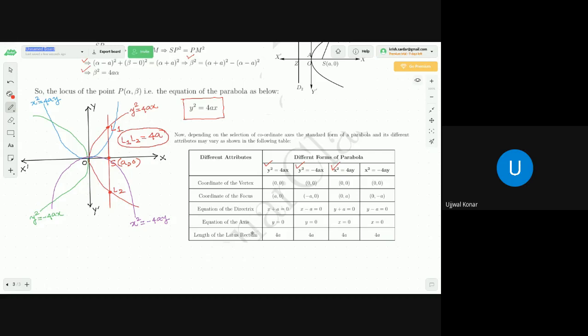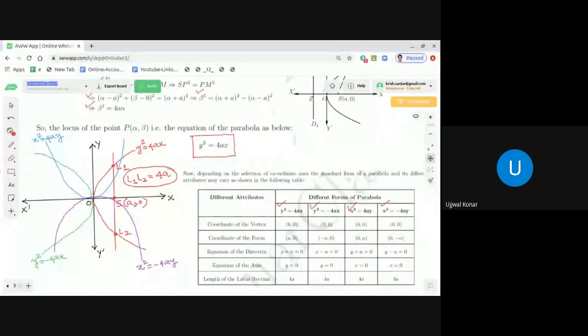In the similar manner, if we look into the next one, that is the last standard form, x square equal to minus 4ay, which is the curve drawn on the left hand side in the purple color. If you see, dear students, what is the coordinate of the vertex? 0, 0. Coordinate of the focus is 0, minus a. Equation of the directrix is y minus a equal to 0. Equation of the axis is x equal to 0. And length of the latus rectum is 4a. Correct?